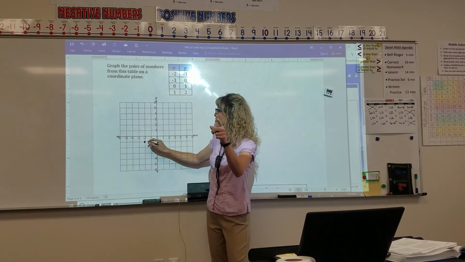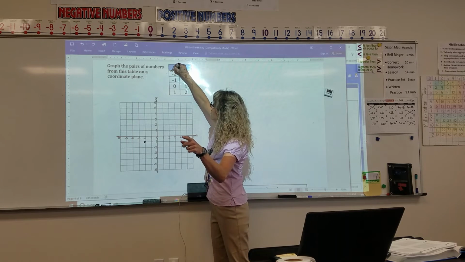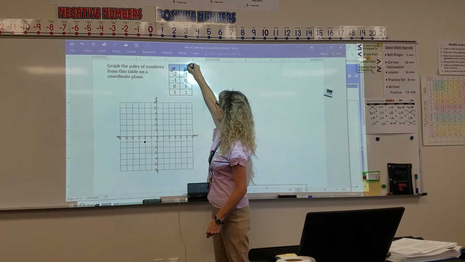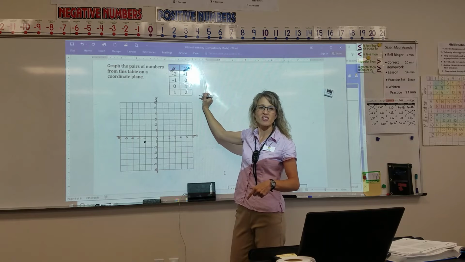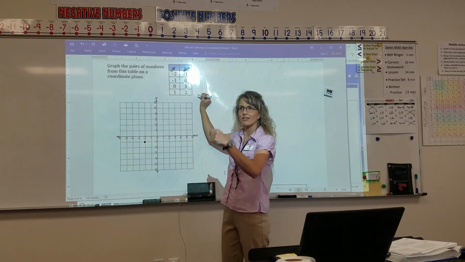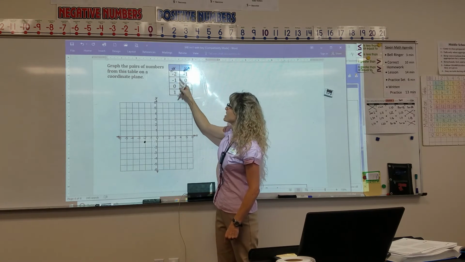Excellent. I like the verbiage he used. He said left 2, and he said down 1. So in one of your homework problems it says describe how to find the point. Use Bo's language. I like that. Left and down. Okay, how about this one?